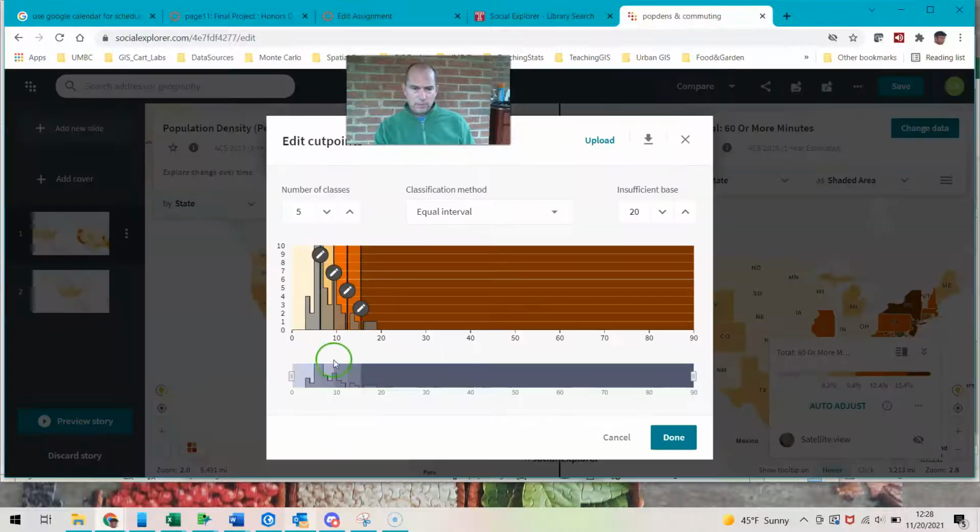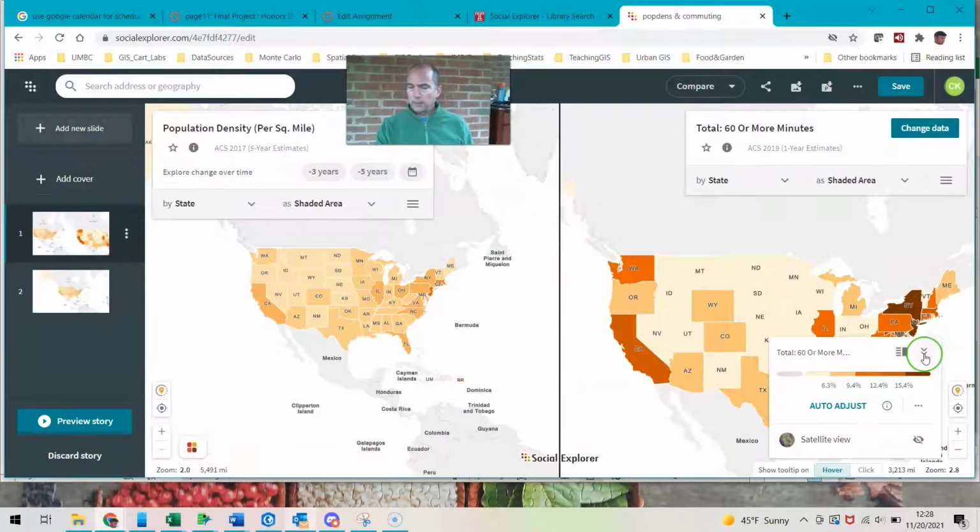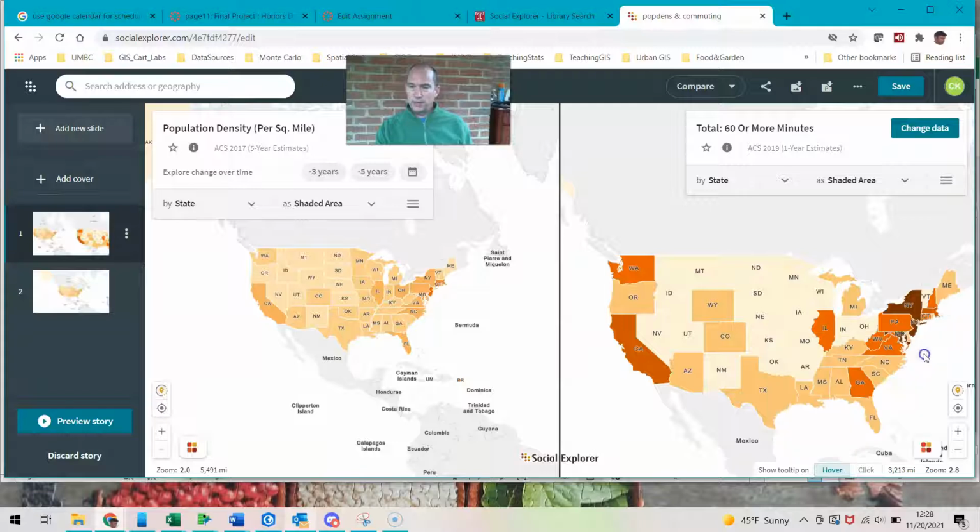If I look at these cut points, I'm looking at the histogram here. Well, I've got one state, or excuse me, one county. What am I looking at? I'm looking at states. So one state with much higher commute times than others. That is well reflected in an equal interval scale. This is something we talked about when we were talking about classification and classification schemes. You can return to that VoiceThread if you want to hear more about it or think more about it, or we can talk about it again.